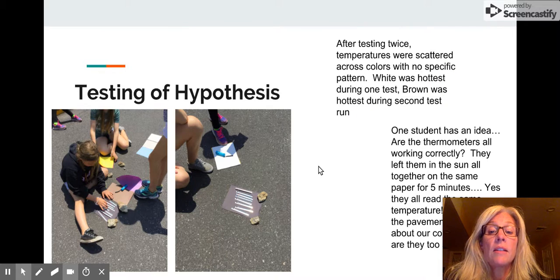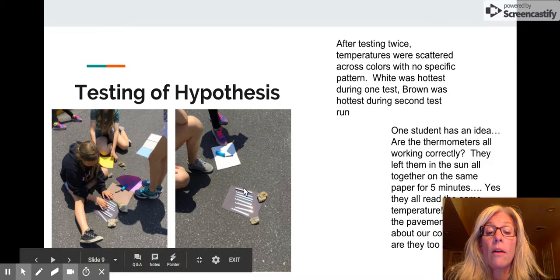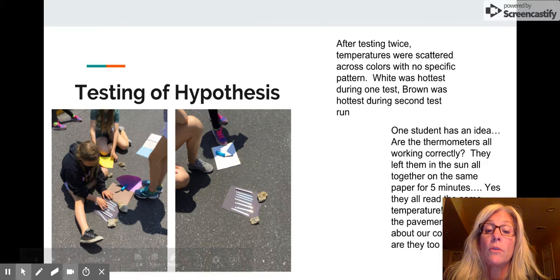So with that, they decided that they needed to test some of the equipment that they were testing. So they said, let's look at the thermometers. Maybe there's something wrong with the thermometers. So they laid them all out on a piece of paper, tested them for 5 minutes, and it came back that all the thermometers were reading the same temperature. So they realized that that wasn't a problem. Some of the other things that came back with their testing of equipment was maybe their paper was too small, or maybe they shouldn't be testing things on blacktop, or maybe the shadowing was an issue.